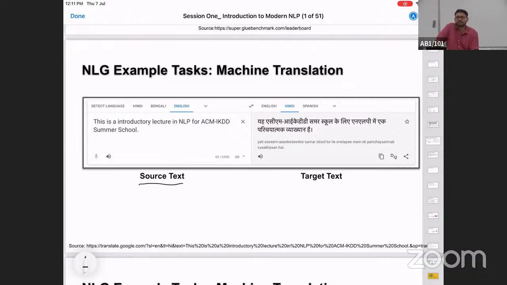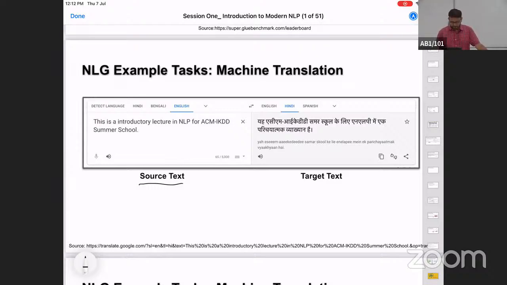Do you think it is the correct translation? People who know Hindi, at least. People who don't know, it's fine. This looks like a correct translation, even though you don't speak this. So the English source text was, this is an introductory lecture in NLP for ACM IKDD summer school. And the Hindi output is a perfect translation.